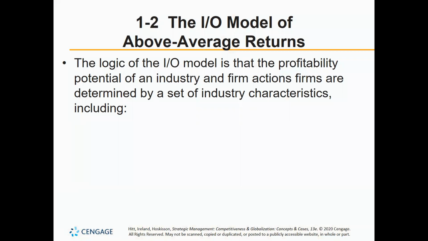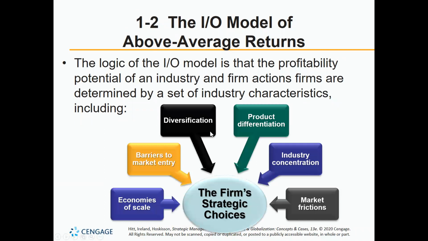One of these is the IO, or the industry organization model of above average returns. The logic of this is that the profitability potential of an industry and firm actions are determined by a set of industry characteristics. These can include economies of scale, barriers to market entry, diversification, product differentiation, industry concentration, and market frictions. The idea here is that things that happen outside the firm determine much of what should happen inside the firm, and the decisions and the strategic direction that firms should take.